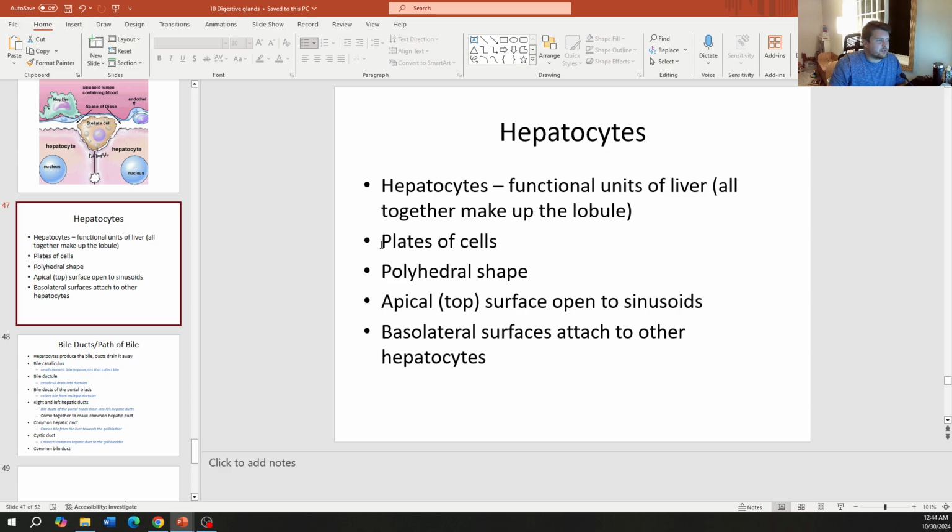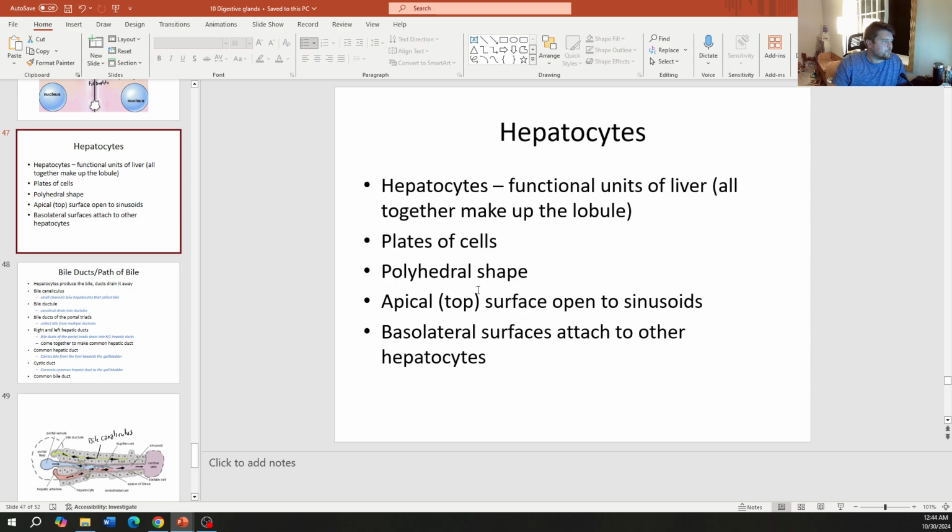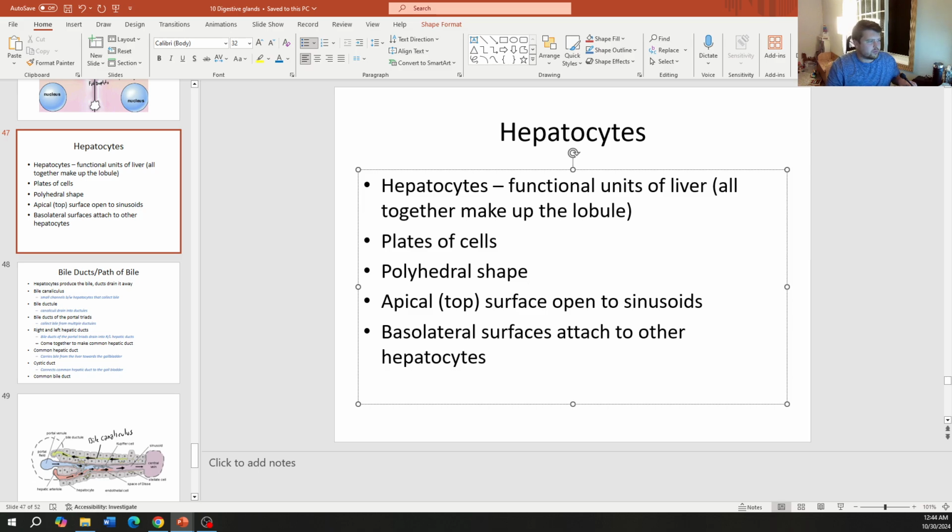The lobules are made up of these plates of cells. We have a polyhedral shape. The apical, or the top surface, is open to the sinusoids. The basolateral surface is attached to other hepatocytes. A lot of this is just kind of random info. Biggest thing I'd say is know the shape, polyhedral shape.